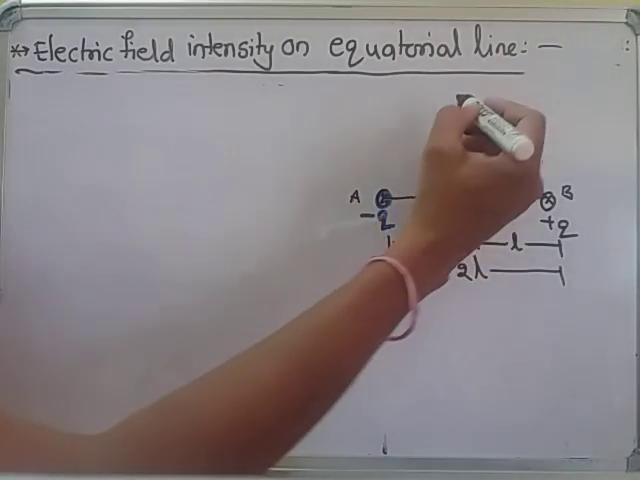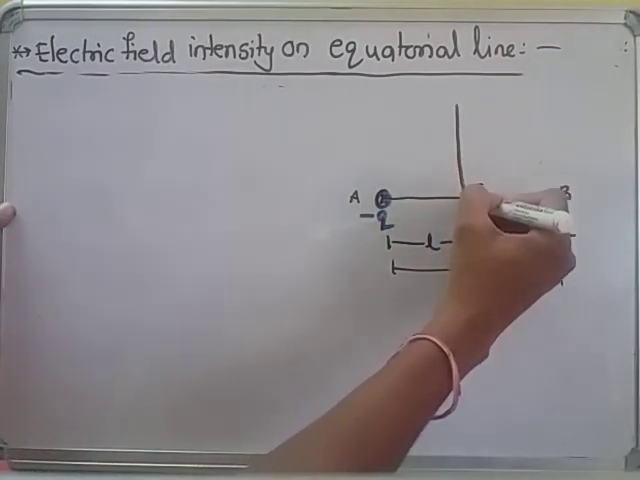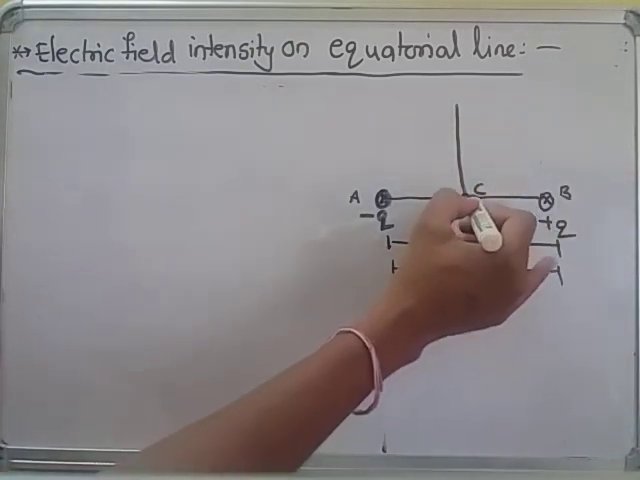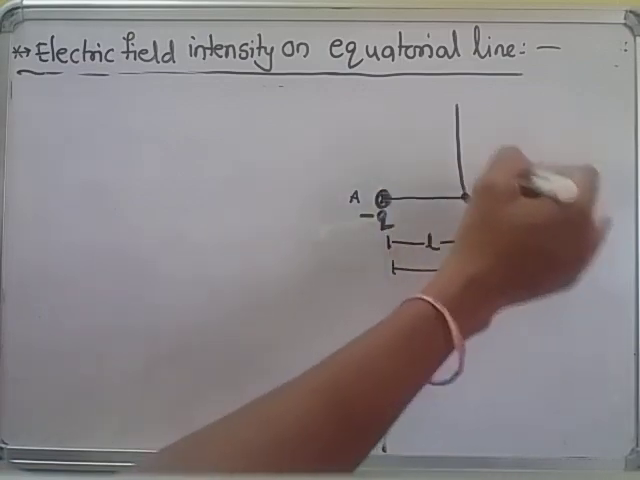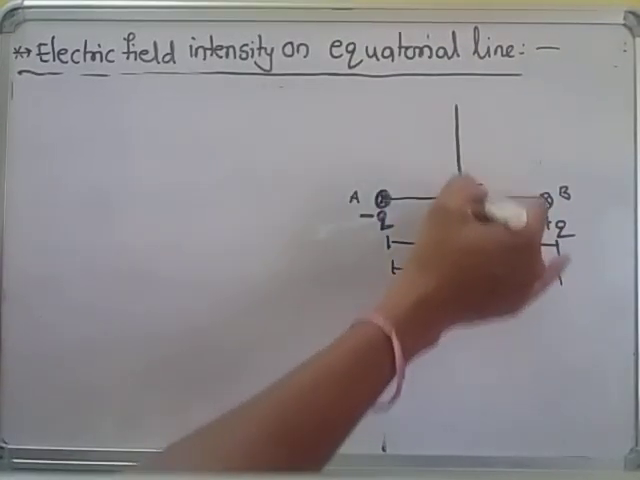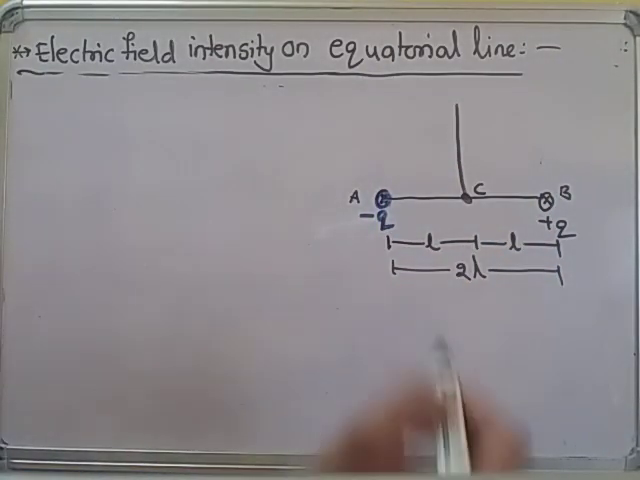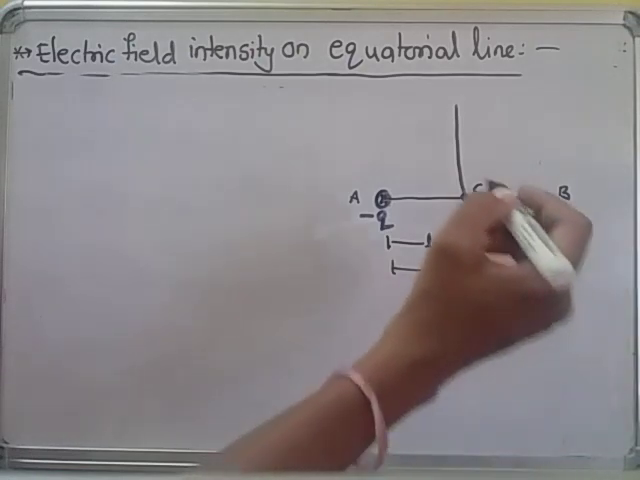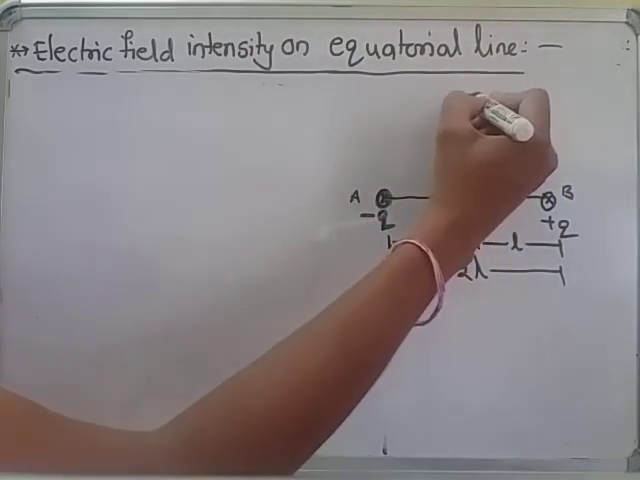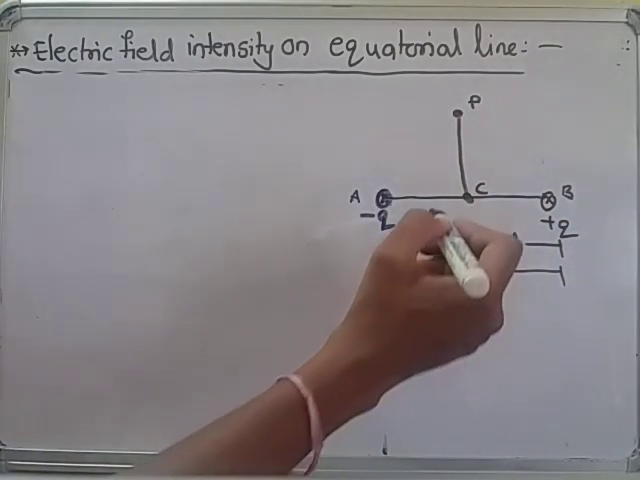Now here this is the line passing through the center of the dipole and perpendicular to the axial line. This is the axial line, right? This is the line passing through the center of the dipole and perpendicular to the axial line, and this line is called the equatorial line. I want to find out the electric field intensity at point P on the equatorial line of the electric dipole.